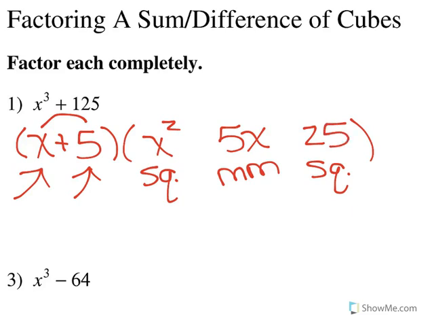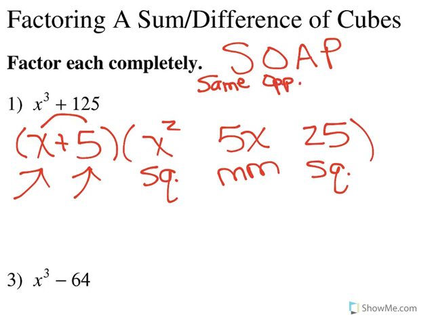Now we use SOAP to figure out our signs. Remember, SOAP means same, and then O stands for opposite, and then A stands for always positive. So let's go do that. The plus sign means the same because we're doing the same as that original one. Now we do the opposite, and then this guy's always positive.